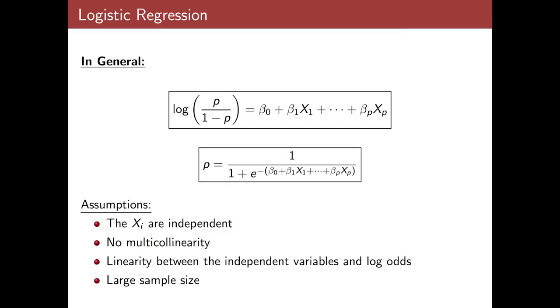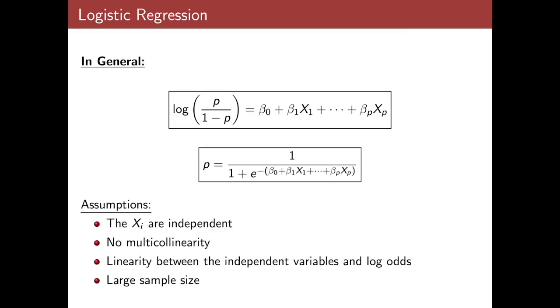In general, we could have more than just one x variable. Here there are p x variables. We could have a bunch of different x's that we want to use to make predictions. And our function would have this same form. We would just be in more than 2 dimensions. And the assumptions that we'd need to make in general are that these x's are independent, no multicollinearity, linearity between the independent variables and log odds, and a large sample size.